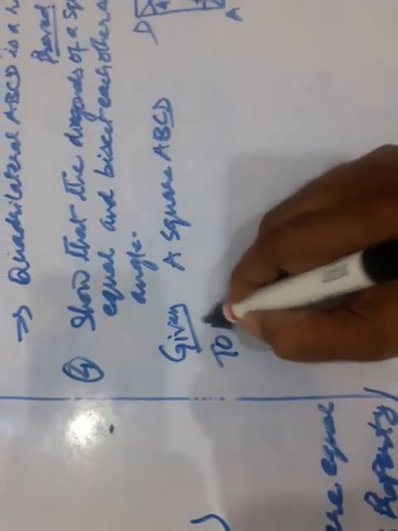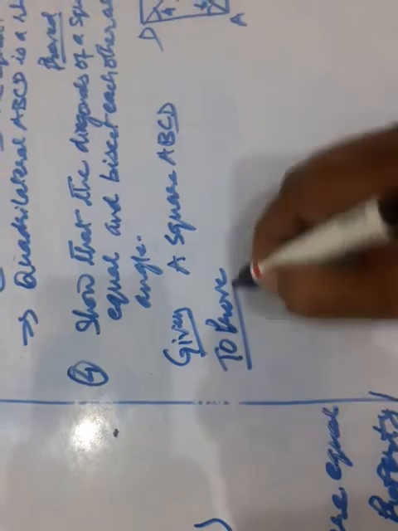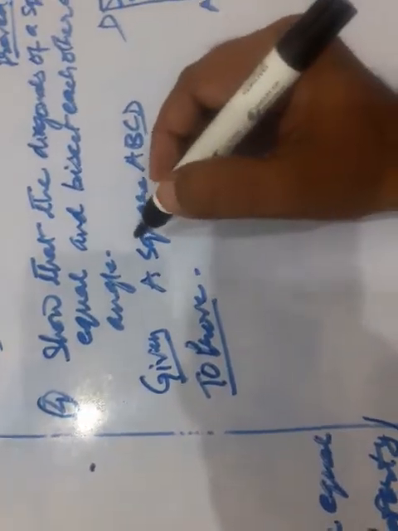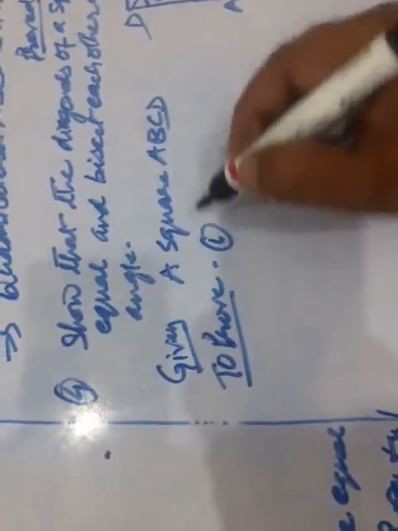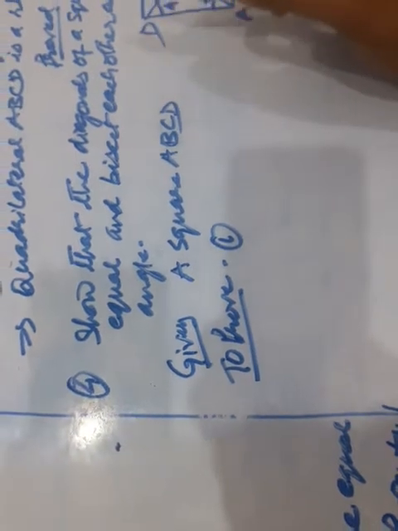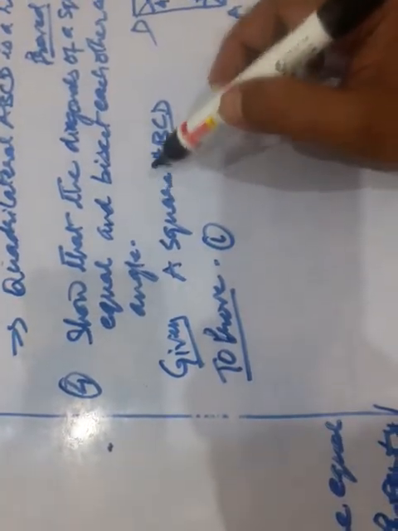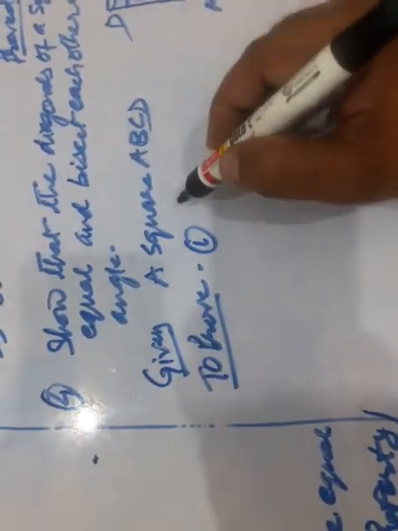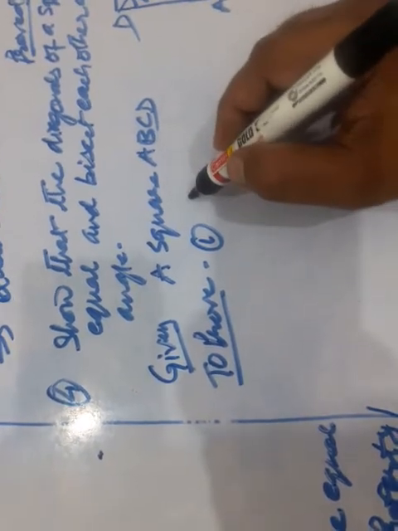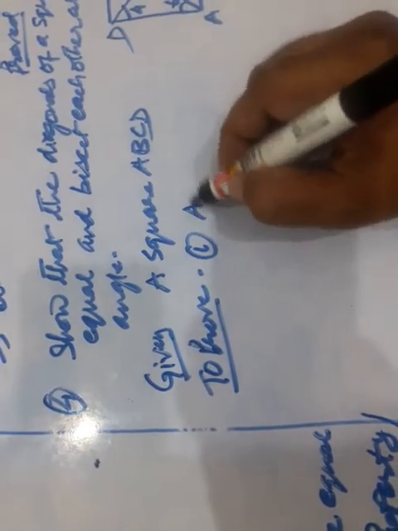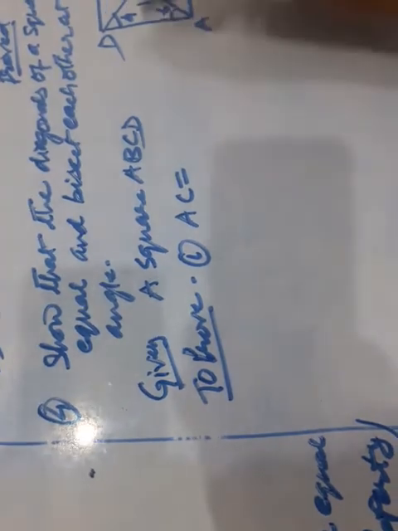That is to prove. What do we have to prove, children? We have to prove three things. The diagonals of a square are equal and bisect each other at right angles. That is AC equal to BD.